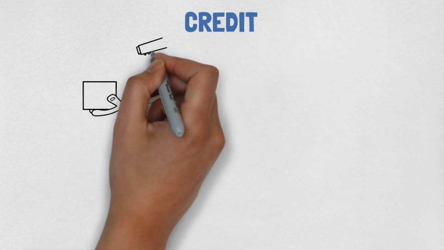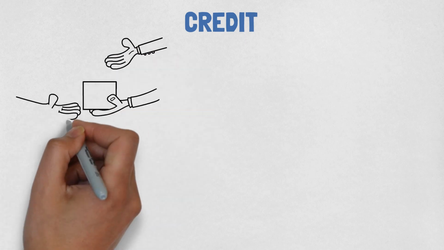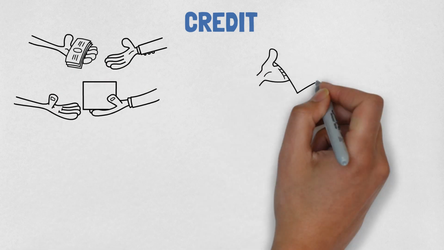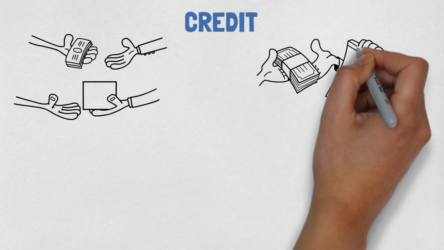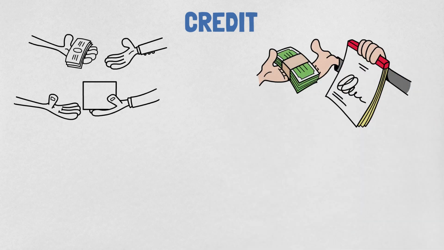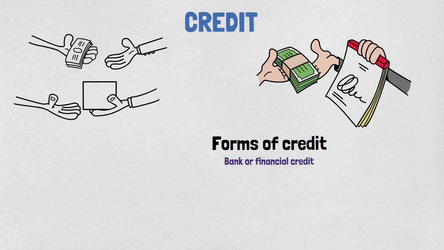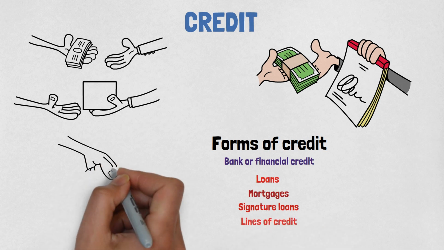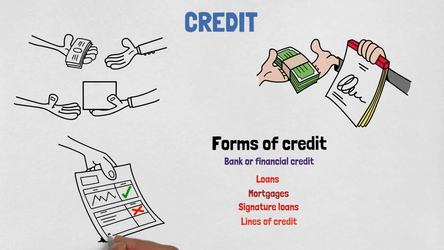Next on the list is credit. Credit typically refers to the ability to purchase goods and services or borrow money with the agreement to pay later, generally with interest. It represents an agreement between a lender and a borrower, also known as buying on credit. There are many forms of credit, the most popular being bank or financial credit, such as loans, mortgages, signature loans, and lines of credit. In accounting, credit also refers to a bookkeeping entry that signifies either a decrease in assets or an increase in liabilities on a company's balance sheet.